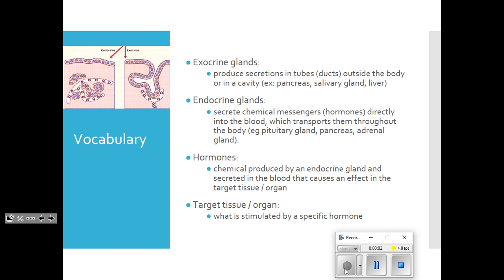This is the slide that we left off on yesterday with the definition of what exocrine, endocrine hormones and target tissue were. The idea here is not that I'm going to ask you on a test what's the definition of a hormone, but we're going to spend the next several days talking about different endocrine glands, different hormones, and different target tissues. So you need to know what they are so that you know what we're talking about.